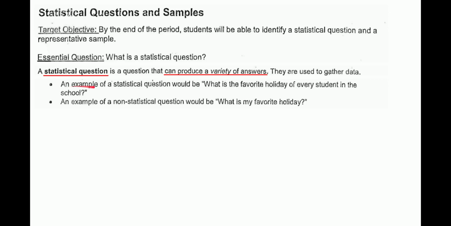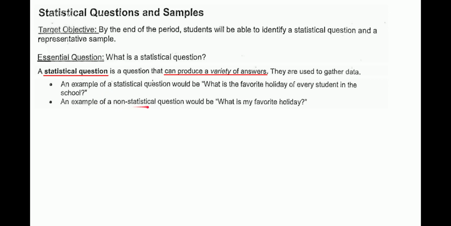So, to give you an example of a statistical question, would be, what is the favorite holiday of every student at school? Now, the reason this is a statistical question is that it can produce a variety of answers. One student may say Christmas, another could say Thanksgiving, another could say New Year's, another could say Easter, another could say the 4th of July. You have multiple different answers, and I could write that data down.